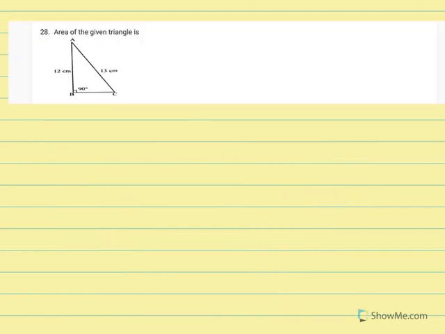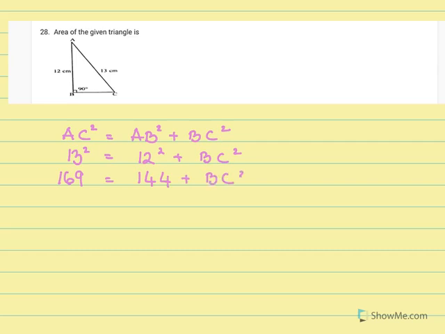Area of the given triangle. First we'll use Pythagoras theorem. So we know the hypotenuse is AC. So AC square equals AB square plus BC square. AC is 13 square, AB is 12 square, plus BC square. So 13 square is 169, 12 square is 144, plus BC square. So 169 minus 144 equals BC square. 25 equals BC square. So BC equals under root of 25, which is 5. That means this is 5.